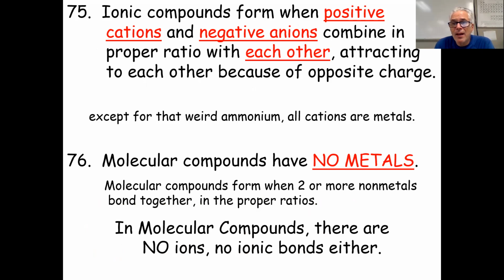It's a polyatomic cation. Now, a molecular compound, which is what we're really going to talk about today, there's no metals. So instead of the first element in the formula being a metal, it has to be a nonmetal. Molecular compounds form when 2 or more nonmetals bond together in the proper ratios. In molecular compounds, there are no ions and no ionic bonds. There's no ions.